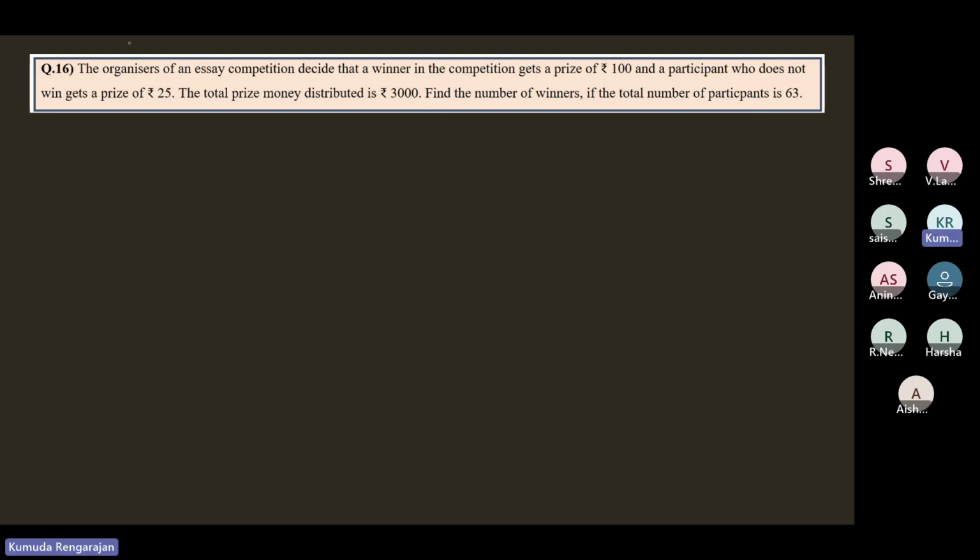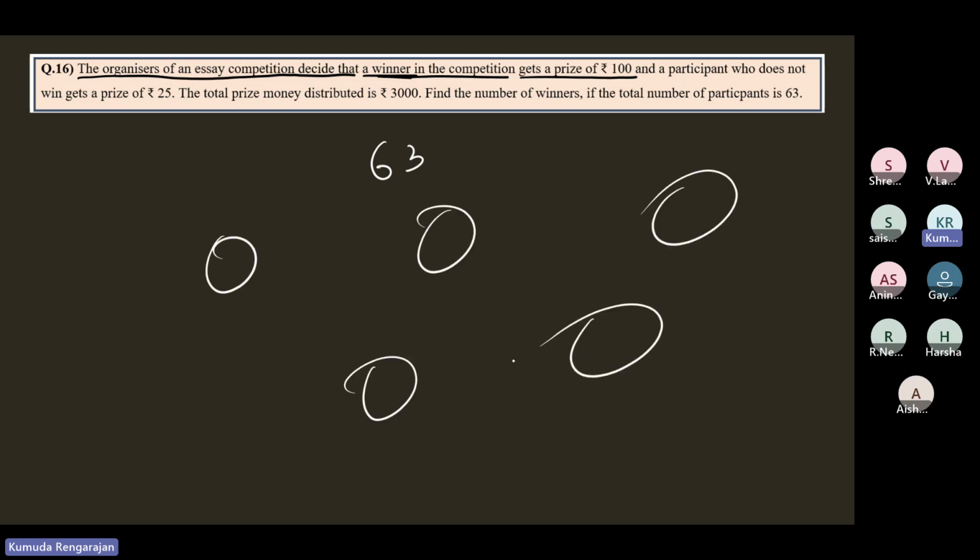I'll read the question again. The organizers of an essay competition decide that a winner in the competition gets a prize of ₹100. If you're a winner, then you get 100 rupees. Now this is not to be confused. It is not that there's going to be only one winner. Maybe they have made groups. Maybe 63 students, and they have made some groups of maybe five or six groups. Each group need not have the same number of students.